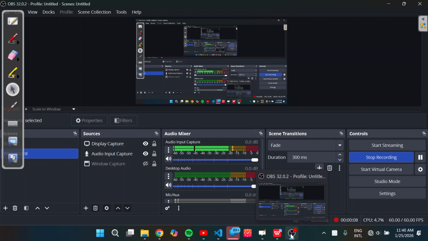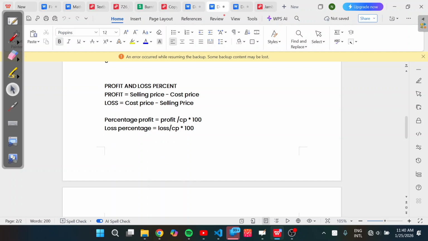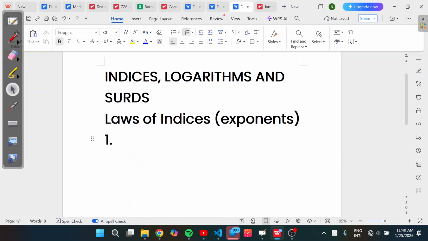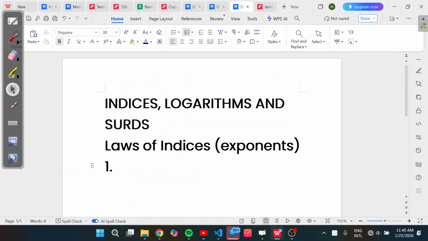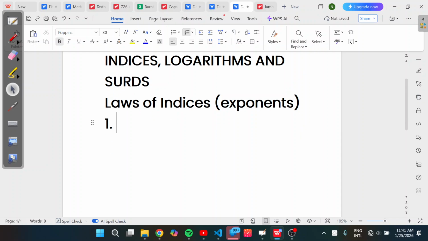Forgive my voice. So we concluded the previous topics in the last math class. In today's math class, we're going to be learning about indices, logarithms, and surds. Before we actually get started, we need to learn some very basic, essential parts of mathematics.